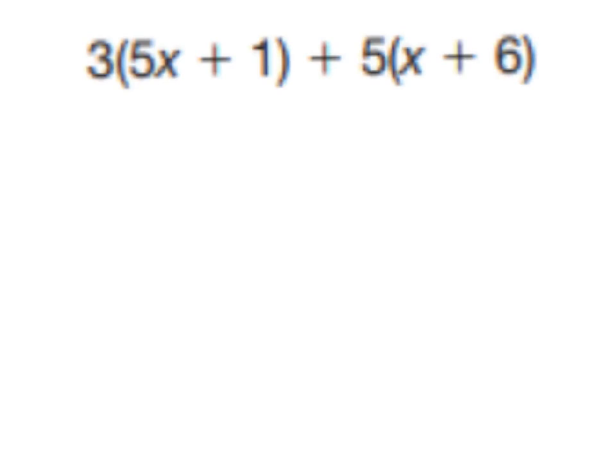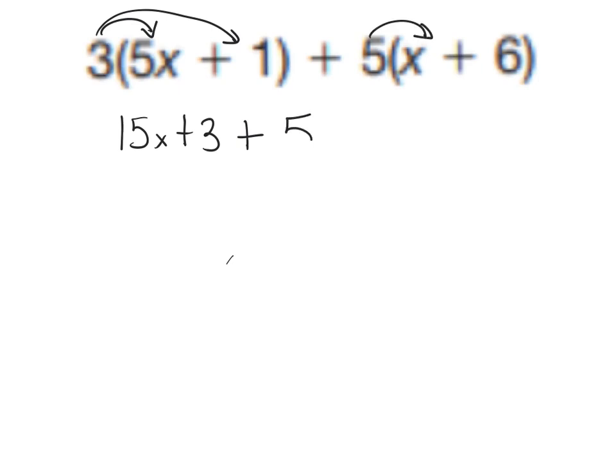Okay, we have made it to the last problem. I'm so proud of you. Okay, so this is a double distributive property. So we are going to do 3 times 5x first, which is 15x, and then 3 times 1, which is 3. Bring your plus sign down. Then we're going to distribute this 5. 5 times x is 5x. 5 times 6, which is 30.